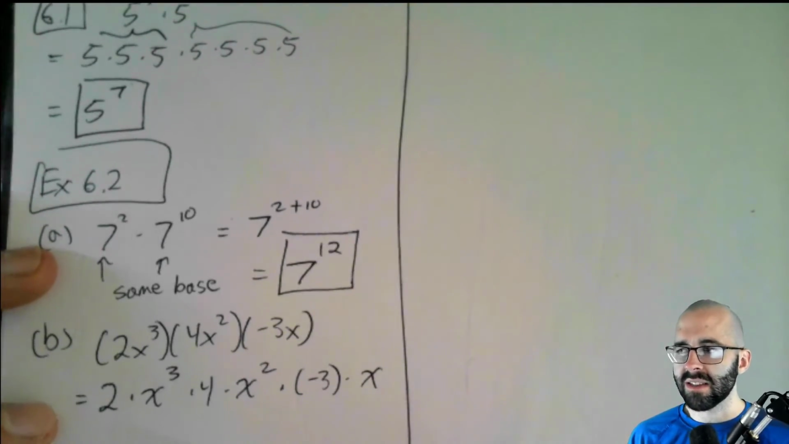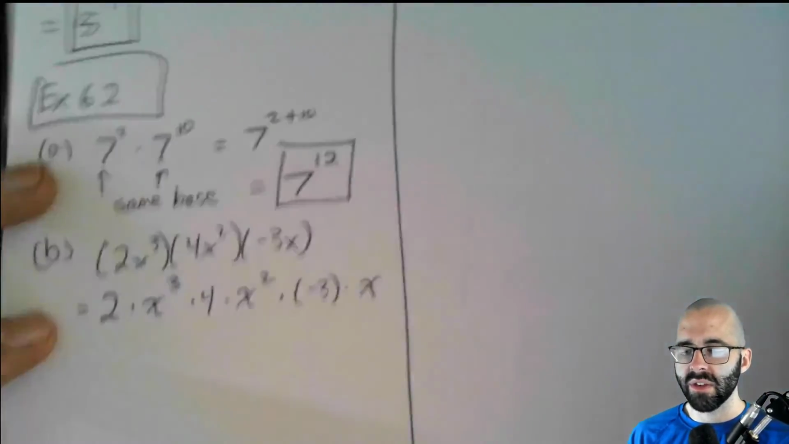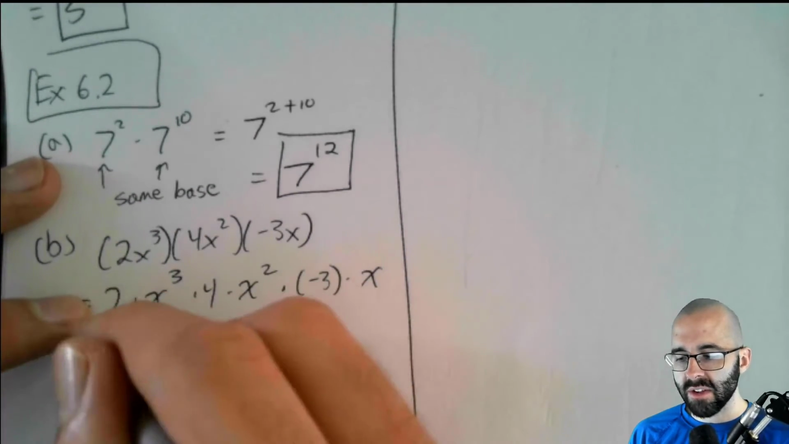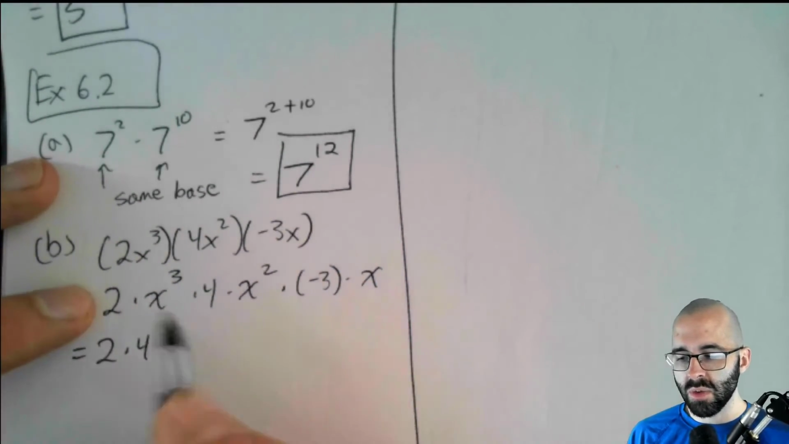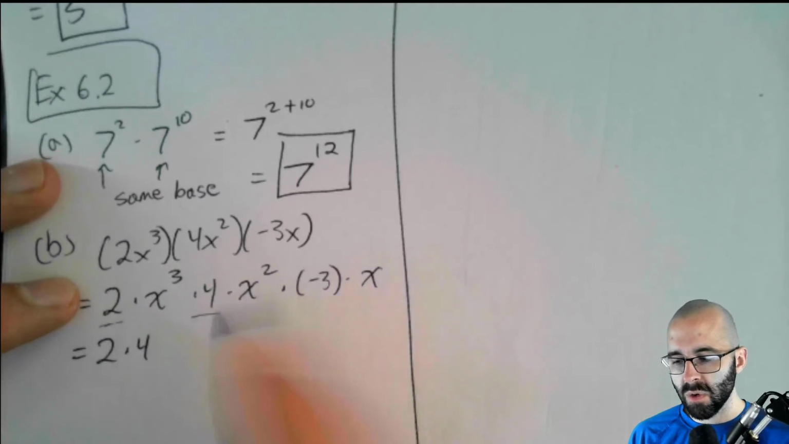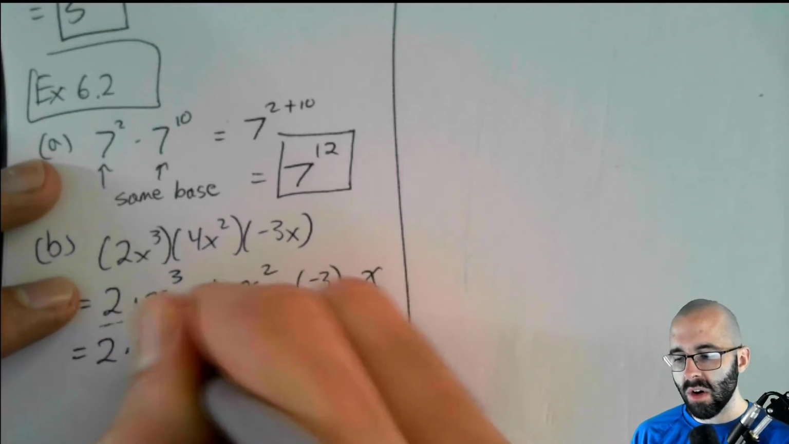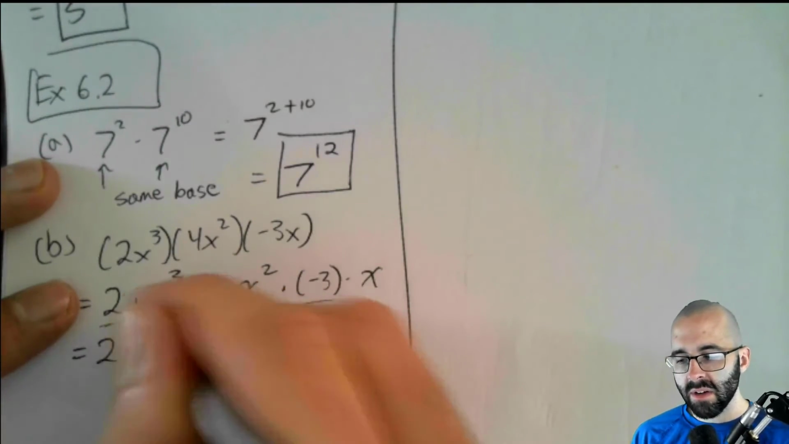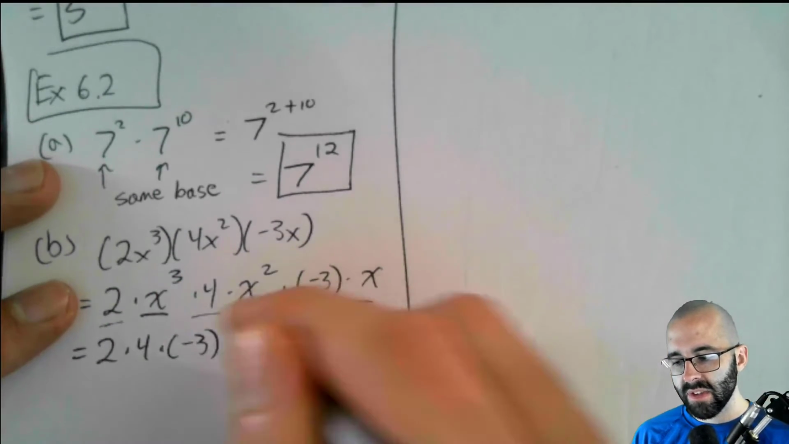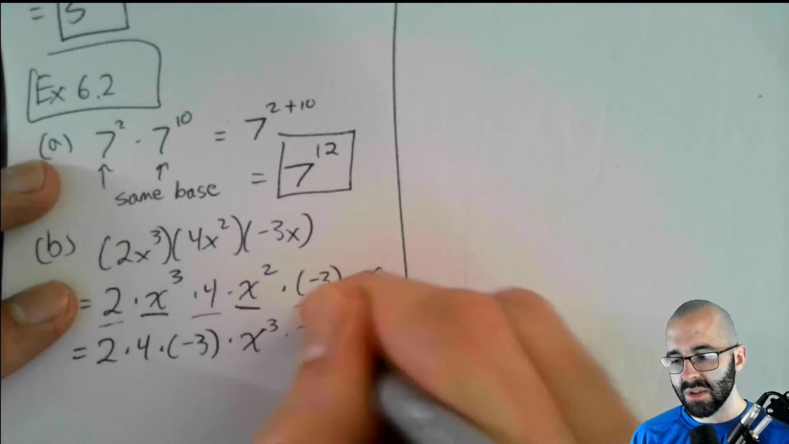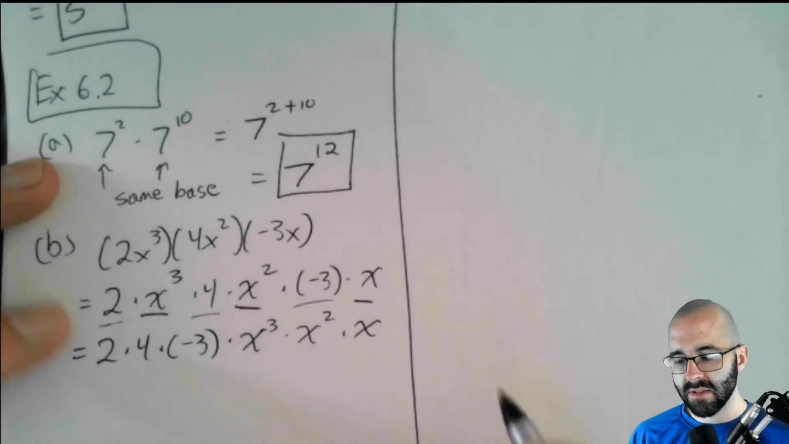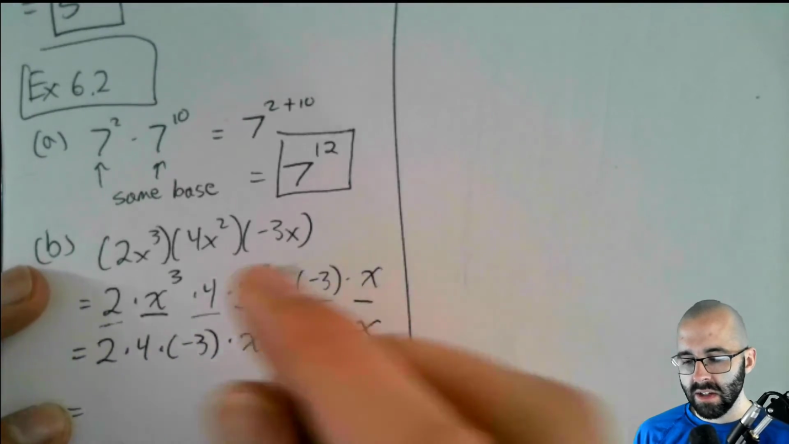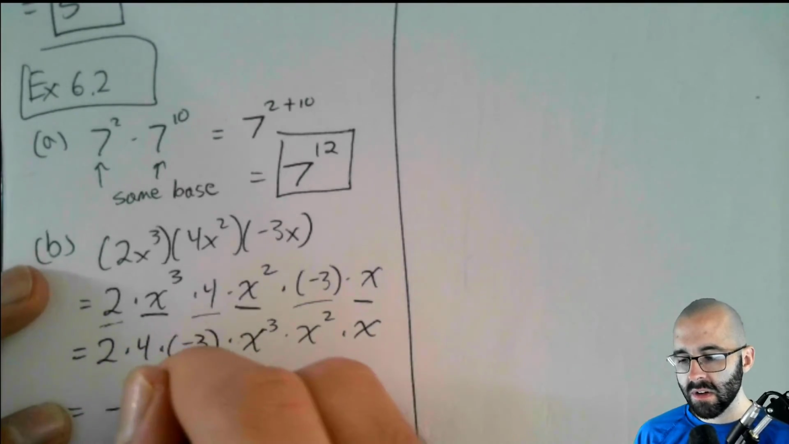I'm not going to write this next step very frequently, but I'll write it once. We can multiply all the numbers together. So we can have the numbers 2, 4, and negative 3. We can just write them all at the front and multiply them together. And then we can multiply the x's all together: x cubed times x squared times x. Well, 2 times 4 times negative 3 should be negative 24.